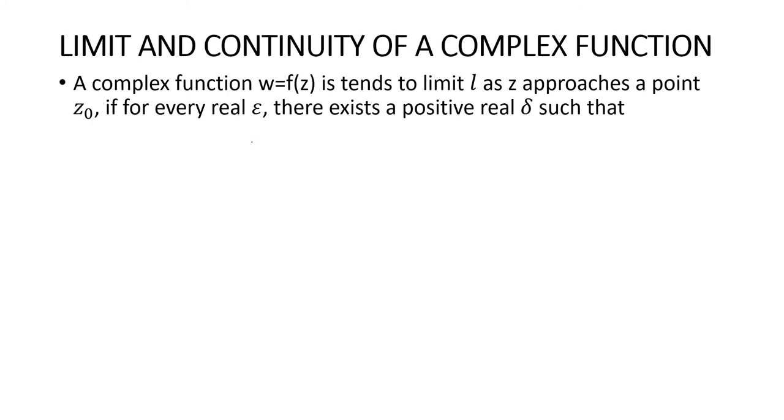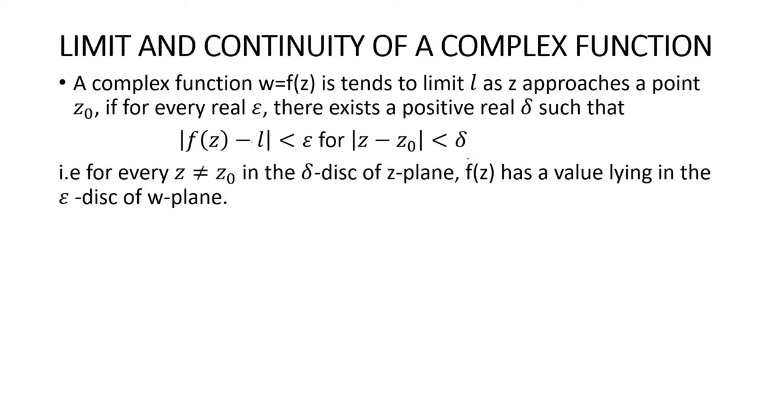Limit and continuity of a complex function. A complex function w equal to f of z tends to a limit L as z approaches a point z naught if for every real epsilon, there exists a positive real delta such that modulus of f of z minus L is less than epsilon for modulus of z minus z naught less than delta. This is the classical definition of a limit of a complex function.